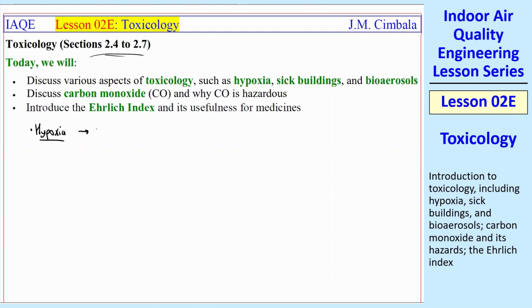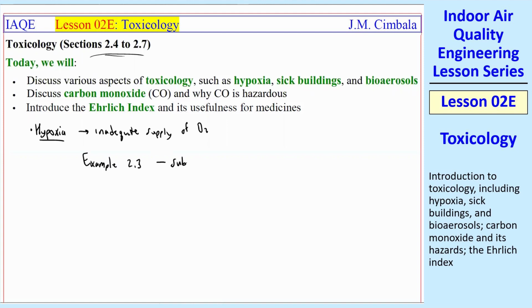This is due to an inadequate supply of oxygen. Normal air has around 20% oxygen. If you have less oxygen than that, you can start getting some problems. There's a real good example in the book that I'm not going to go through in detail. You can read on your own.